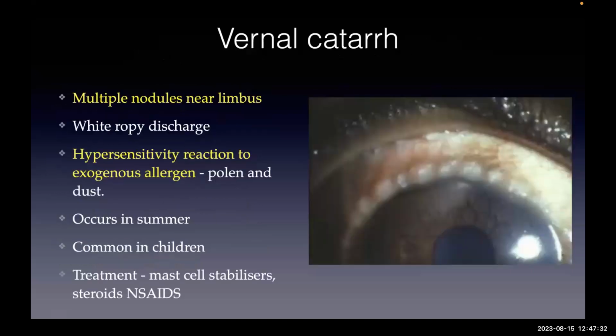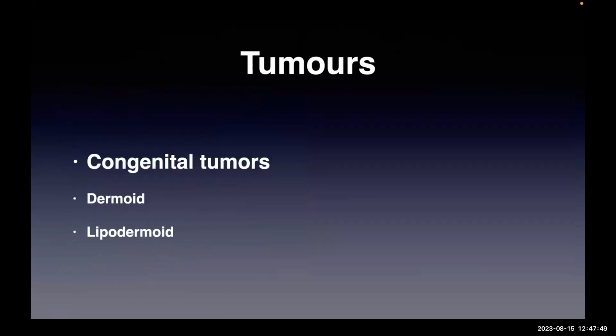Next is vernal catarrh. It is characterized by multiple small nodules near the limbus as shown in the picture. It is also due to hypersensitivity reaction to exogenous allergens such as pollens and dust. It commonly occurs in children and most common in summer. Treatment is mast cell stabilizer, steroids, and NSAID.